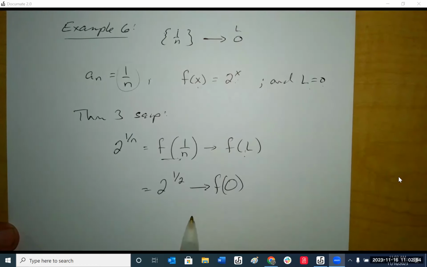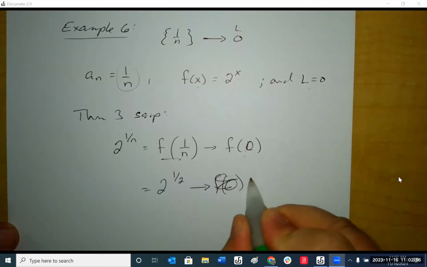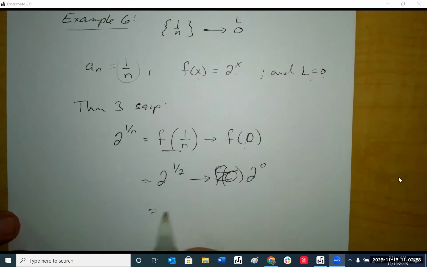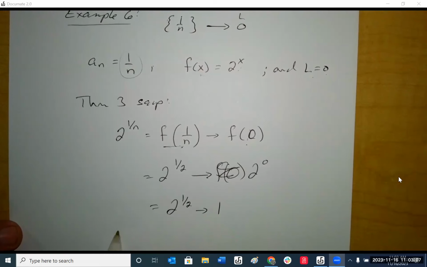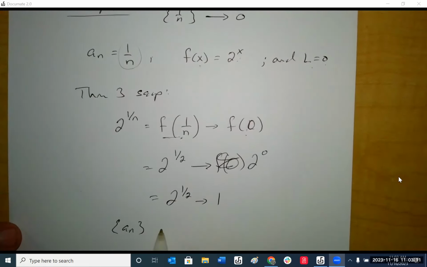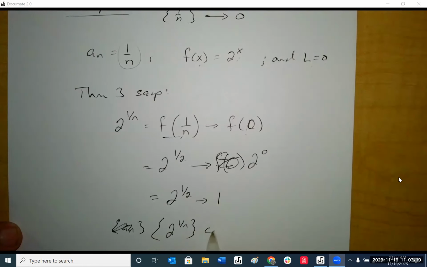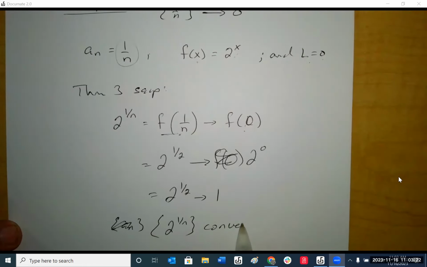F of 0, which means 2 to the 0. Okay, so 2 to the 1 over n power goes to 1. So a sub n, 2 to the 1 over n, converges to 1.